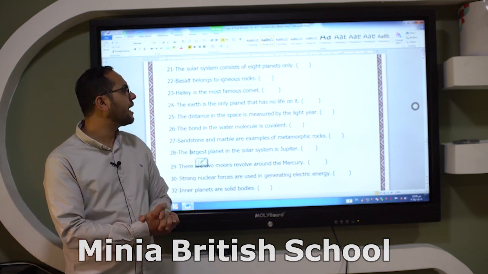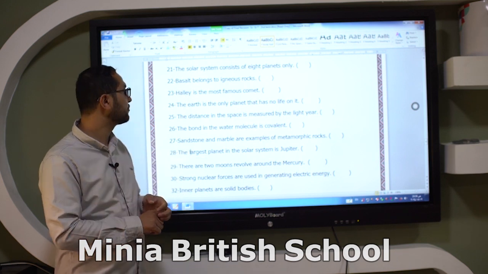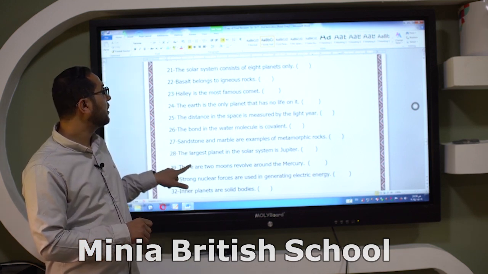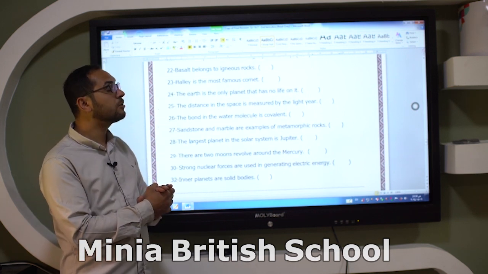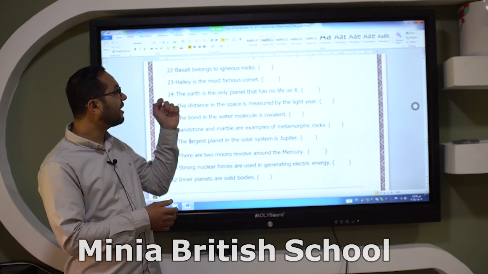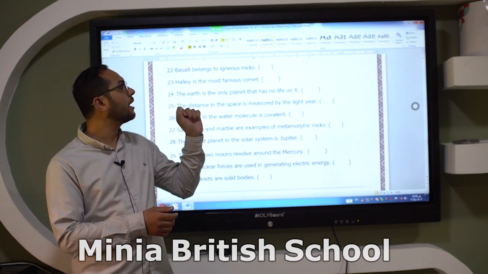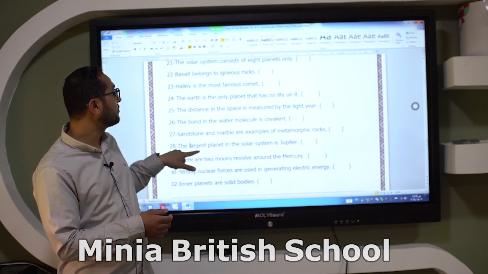Basalt belongs to the igneous rocks. Yes, this is correct. Basalt and then granite. By the way, basalt belongs to the volcanic rocks, and granite belongs to the igneous rocks.